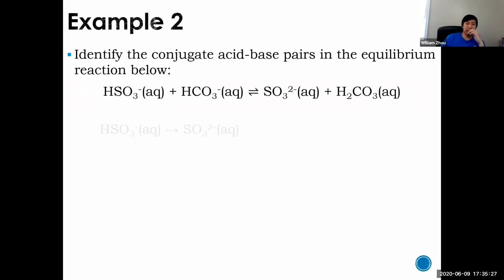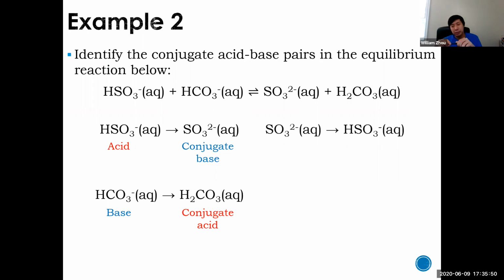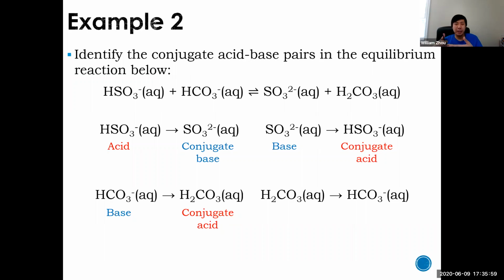So now you realize that if you look at it from left to right, HSO3⁻ is the acid, SO3²⁻ is the conjugate base. And for the carbonate, if you have one H, you're the base because you gain one to become H2CO3, which makes you the conjugate acid. And of course, you can look at it from right to left. You can have SO3²⁻ becoming HSO3⁻. You gain a proton, that is a base. And then H2CO3, that is carbonic acid, you lose a proton to become HCO3⁻, so acid and conjugate base. Doesn't matter which one you choose, they're equally right, so go ahead and pick one, all right?